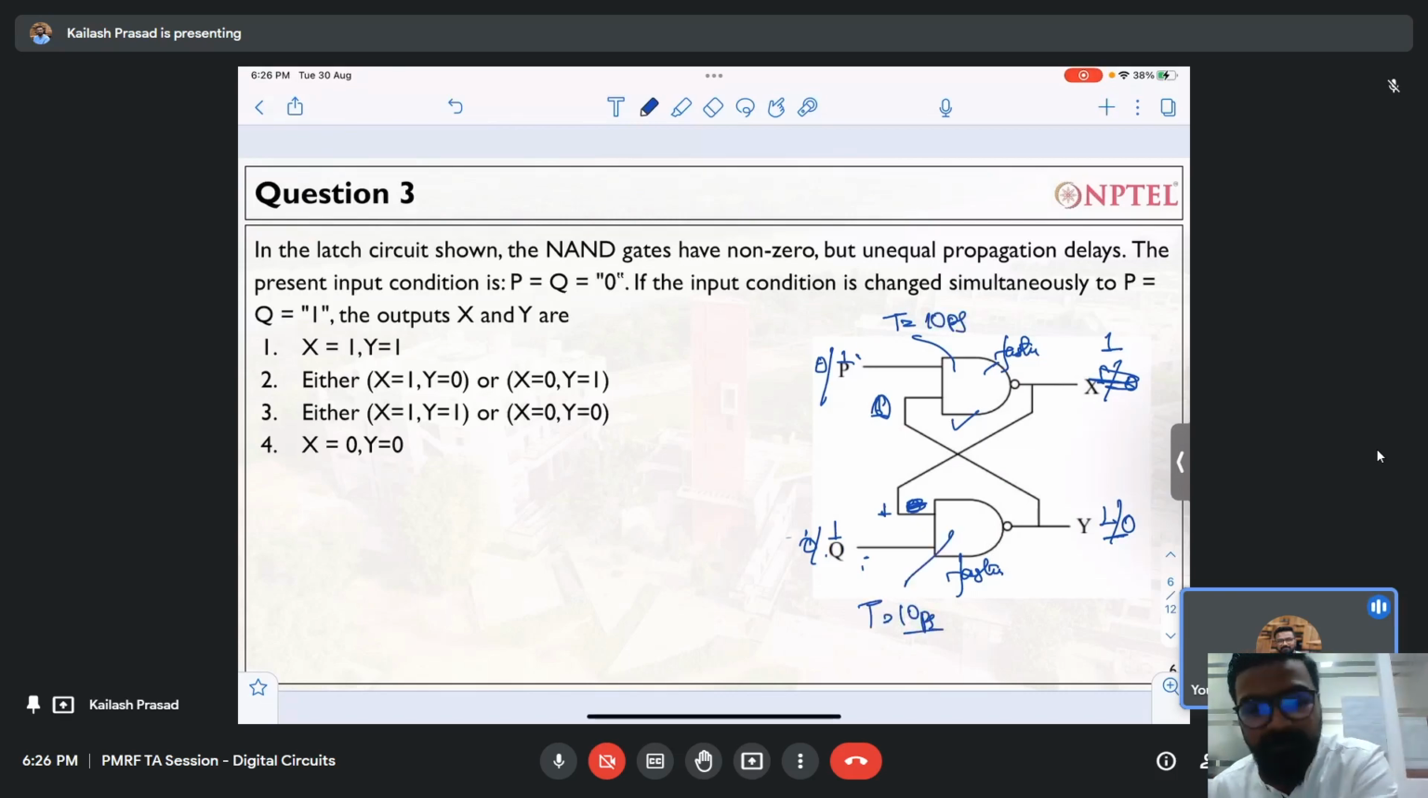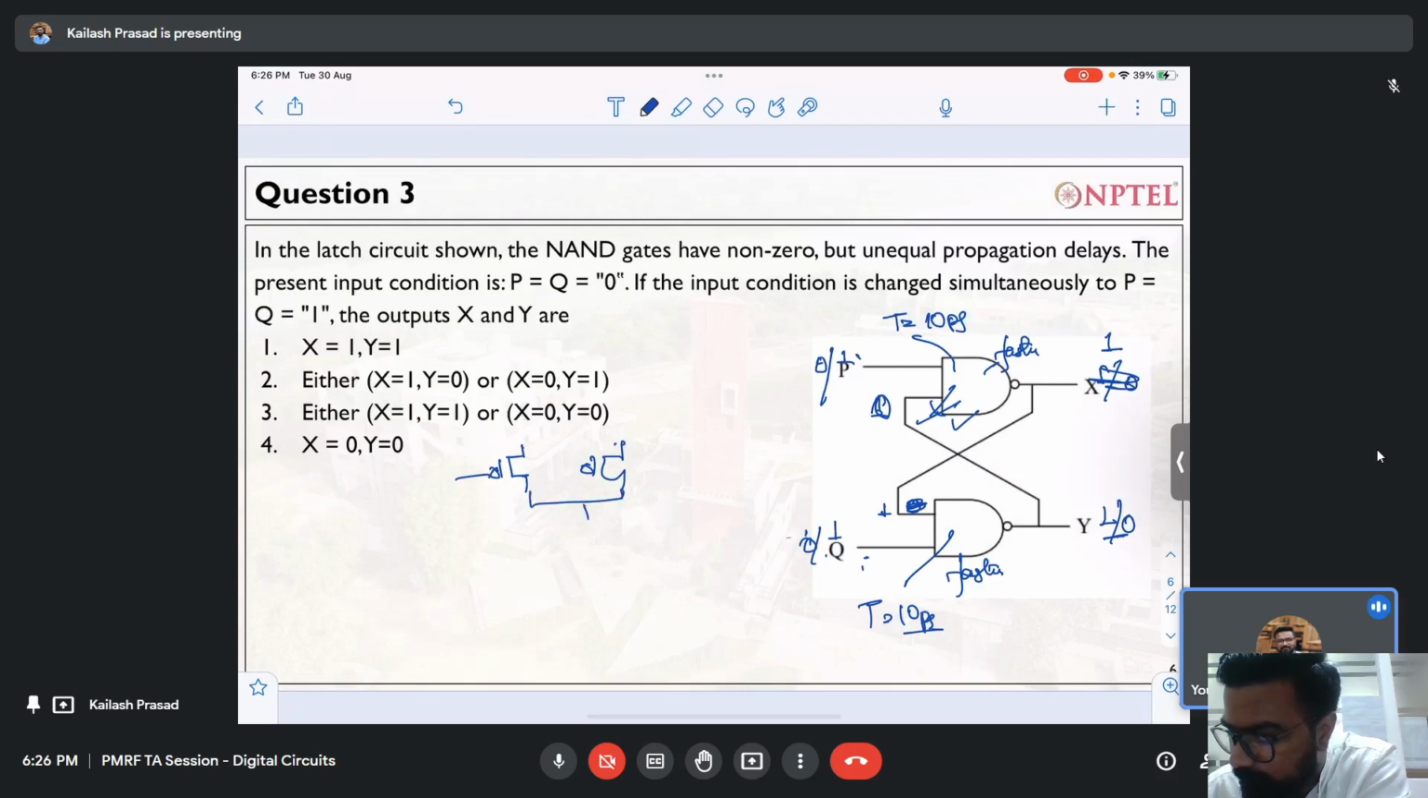But what happens during the fabrication? The properties of the gate change. It's not like whatever you intended to fabricate has been fabricated in the same manner. Everybody should understand that all the gates are made using CMOS logic. So let me quickly draw the CMOS logic of this NAND gate. It will look like this.